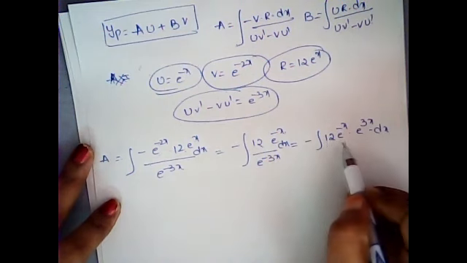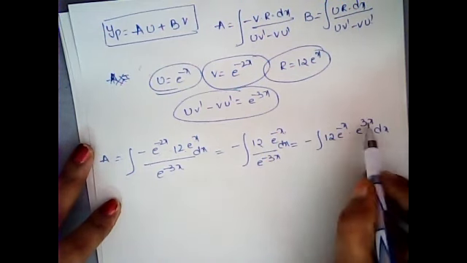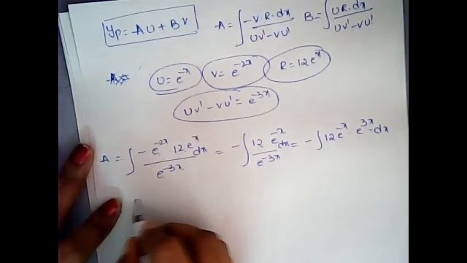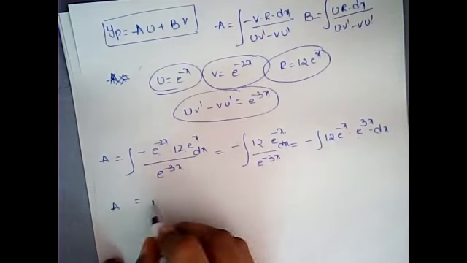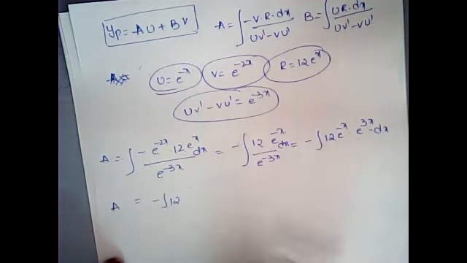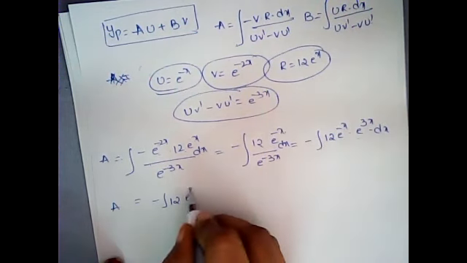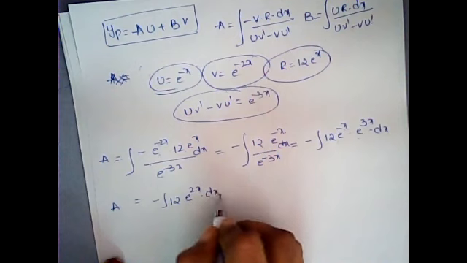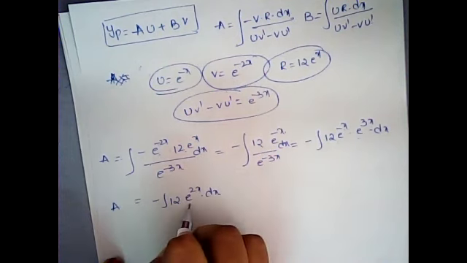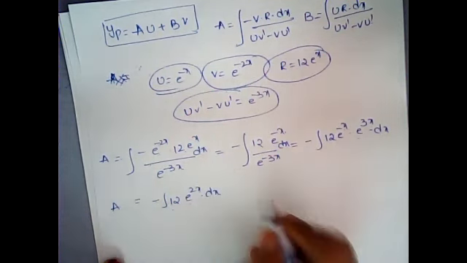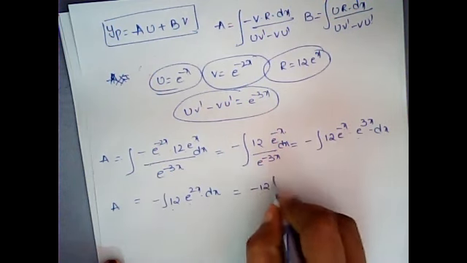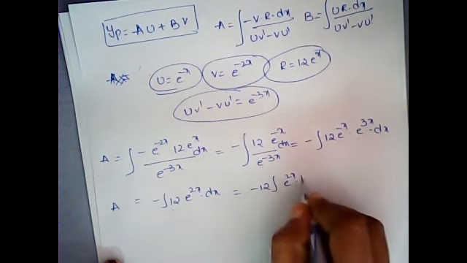Now again, when the bases are equal, we need to add the powers. So a is equal to minus integration of 12, and 3x minus x, you will be getting 2x, so e power 2x into dx. Now do the integration part for e power 2x, because 12 is a constant here, right? So which is minus 12 into integration of e power 2x into dx.